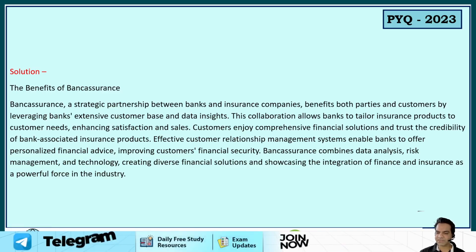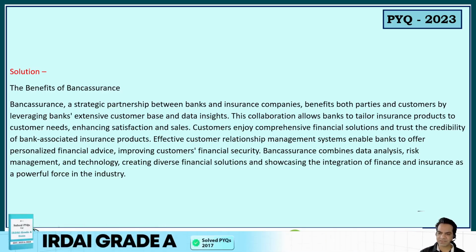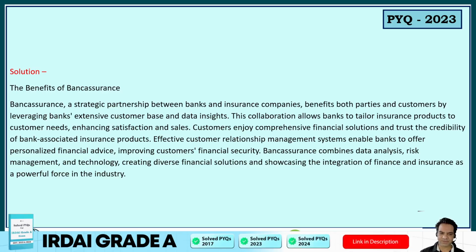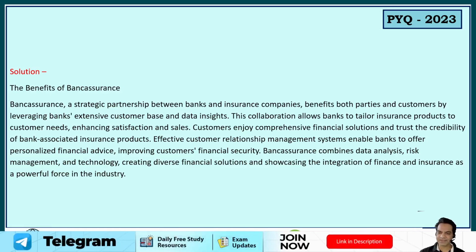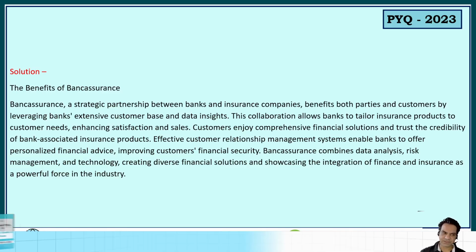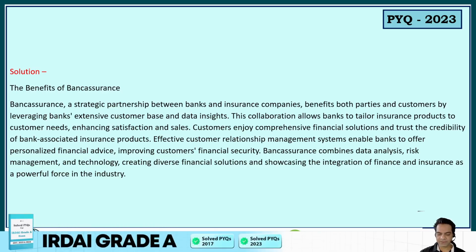Customers enjoy comprehensive financial solutions and trust the credibility of bank-associated insurance products. Effective customer relationship management systems enable banks to offer personalized financial advice, improving customers' financial security. Bank assurance combines data analysis, risk management, and technology, creating diverse financial solutions and showcasing the integration of financial and insurance as a powerful force in the industry. So this is the solution for the passage that was given to you.